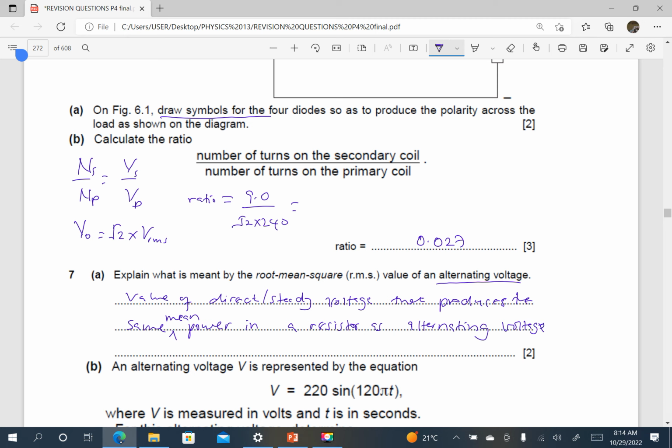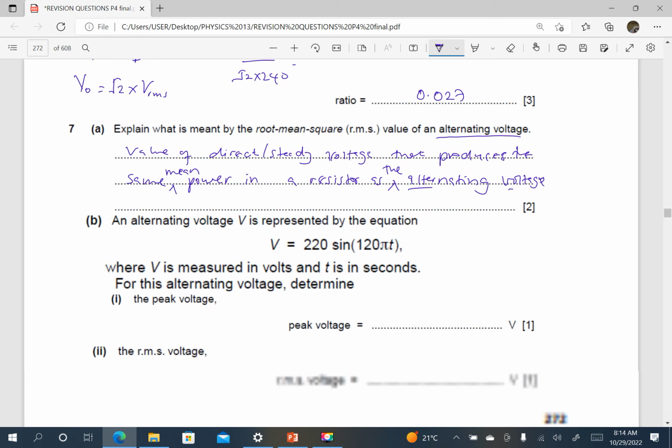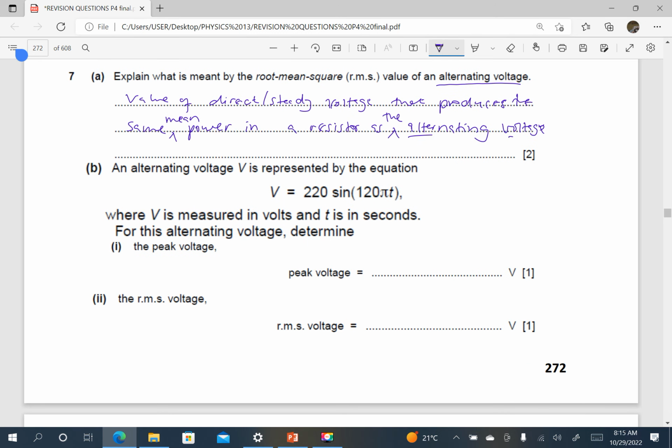It is that value of direct voltage, to be specific, that produces the same mean power or the same heating effect in a resistor as the alternating voltage. Normally, when I put the article in, the meaning comes out very easily and clearly. Either you start by looking at the value of the alternating voltage which causes the same mean power in a resistor as direct or steady voltage. It is the root mean square value. So an alternating voltage V is represented by that value.